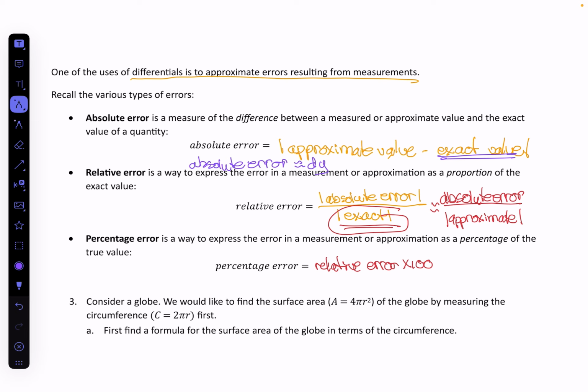So if we take that and use it in the relative error, we can say that the relative error is approximately equal to dy divided by the approximate value. And then of course we can multiply that by 100 to get an approximation for the percentage error. And these are the formulas that we're going to use when we work through number 3, but I will do that in a separate video.